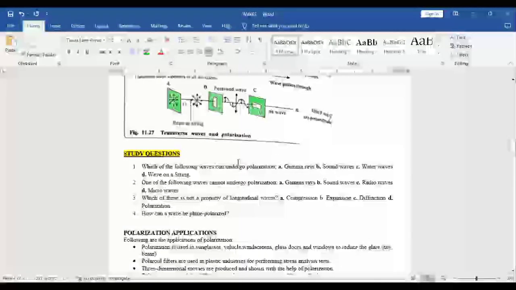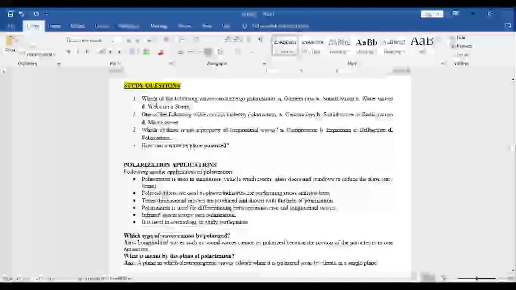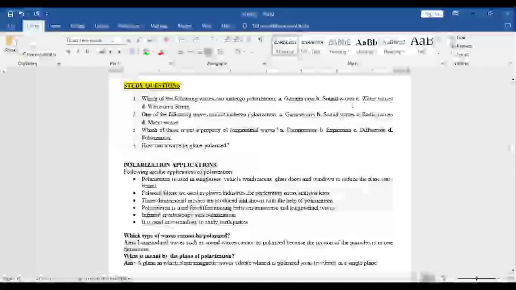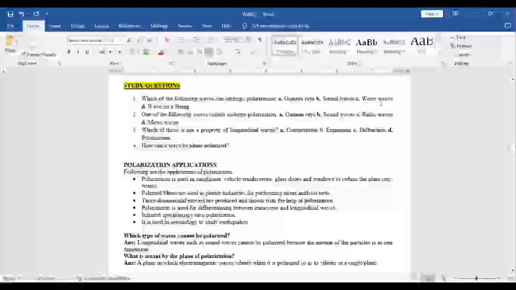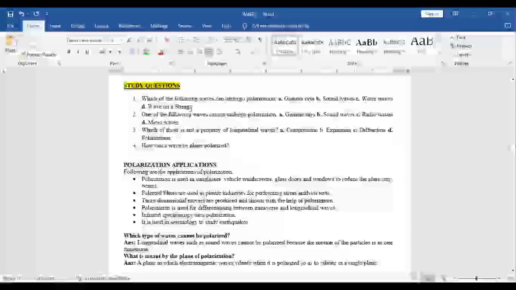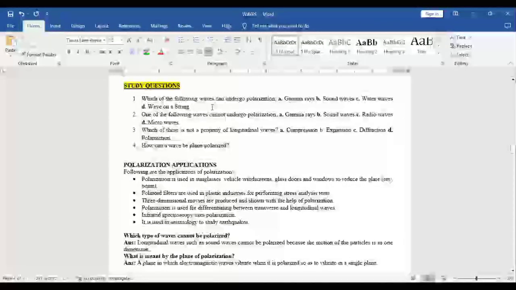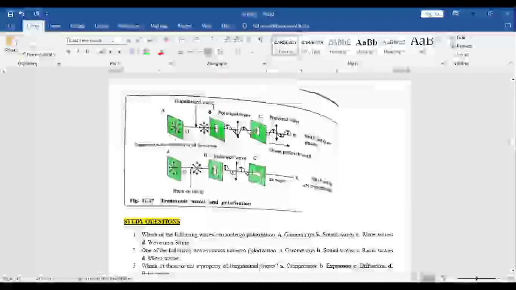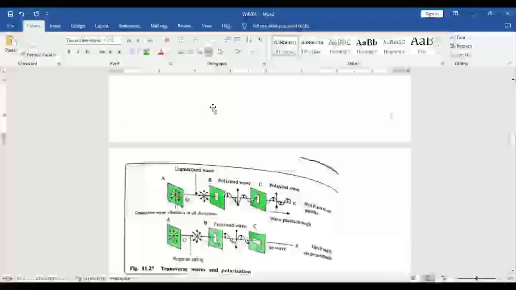We have some study questions here for us. This one says, which of the following waves can undergo polarization? This is a simple one. Gamma ray, sound waves, water waves, wave on a string. From what we have discussed so far, I believe we should be able to answer that question. Okay.